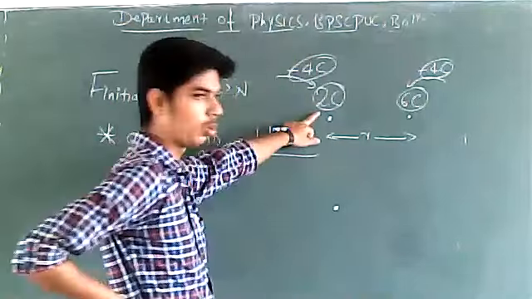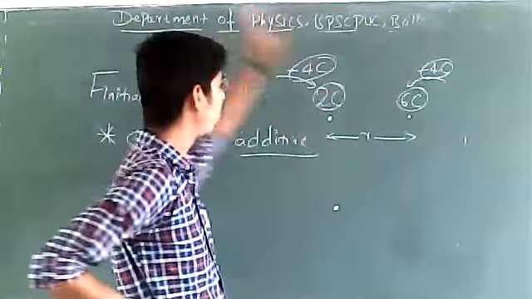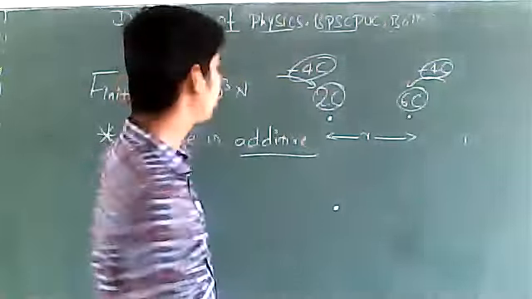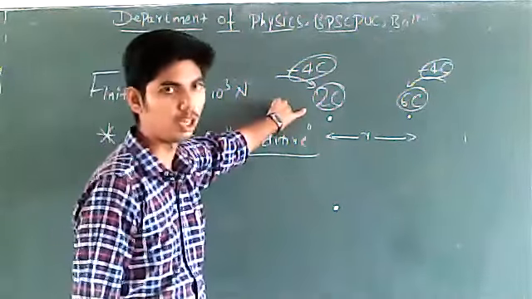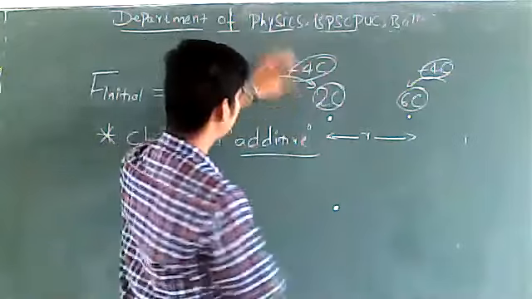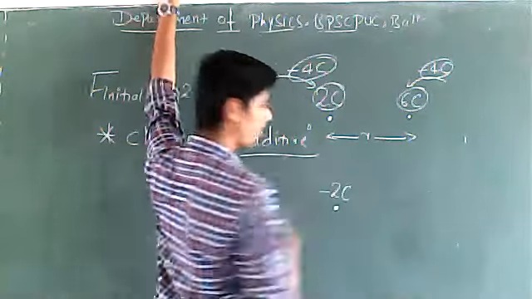The charge was actually 2 coulomb there. They are adding minus 4 coulomb to it. Electric charges are additive in nature. So what will be the charge on this particle now? 2 minus 4, it should be minus 2 coulomb.